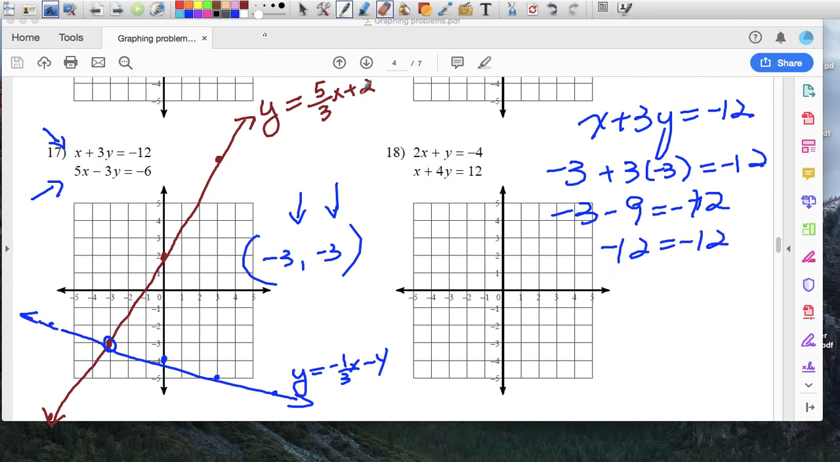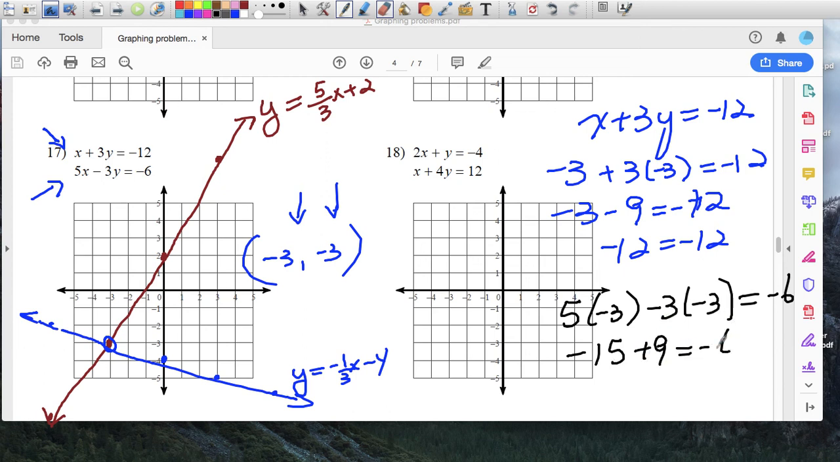Second one, let's work it out for the second one too. So it's 5 times -3 minus 3 times -3, and that all should give -6. 5 times -3 is -15. Minus 3 times -3 is +9, equals -6. -15 and +9 is -6, which equals -6 on the other side. So you see this point does exist in this line and does exist in that line. Okay.